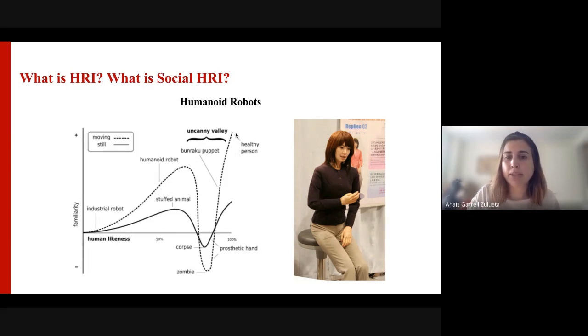But here we have to take into account that culture also changes that graph. For instance, here you see the Gemini robot. Those robots are very typical in Japan, and they are located in this area, so people really like this kind of robot. Nevertheless, in Europe, those robots are in this area, so people don't like this kind of robot. They don't want to collaborate with them. So be careful with the culture and how people will interact with the robot.